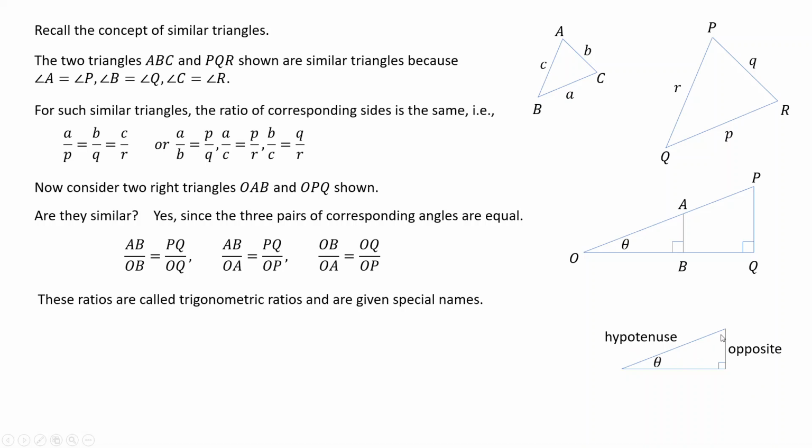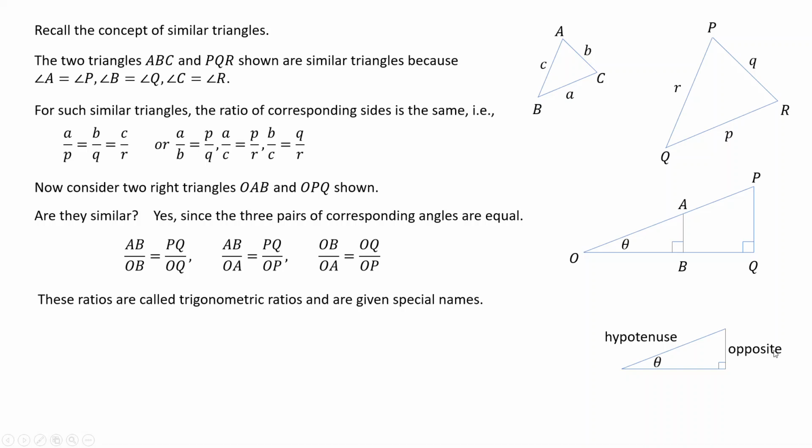Hypotenuse is always the longest side. That's easy to figure out in any right triangle. The only thing is, what is opposite? It depends on the angle. This is where you put your theta, and you look at this angle. The side opposite of that angle is the opposite side.